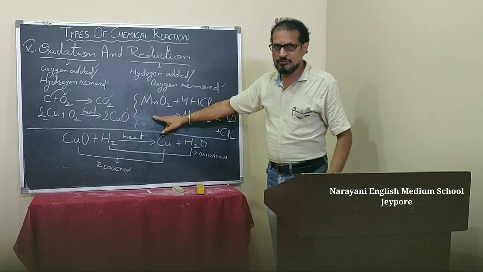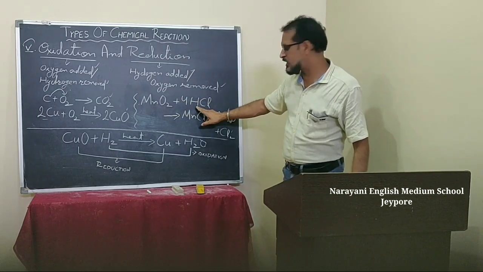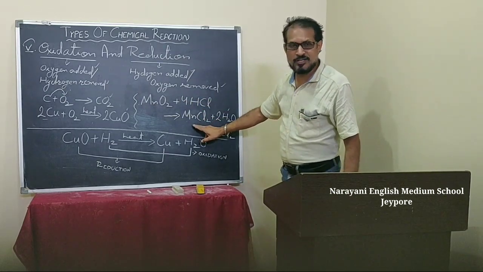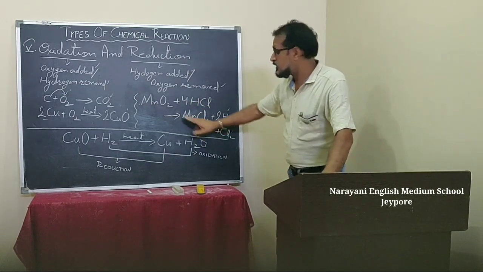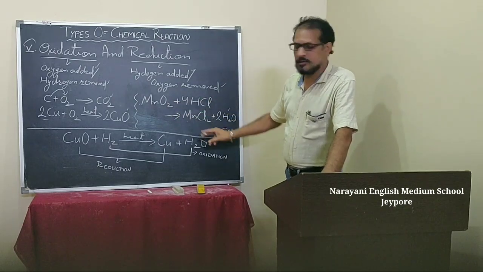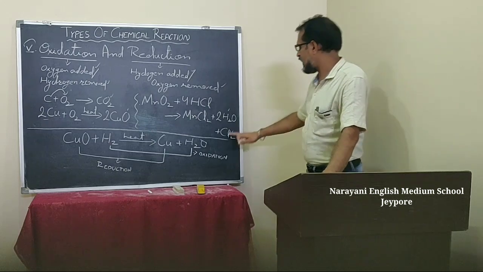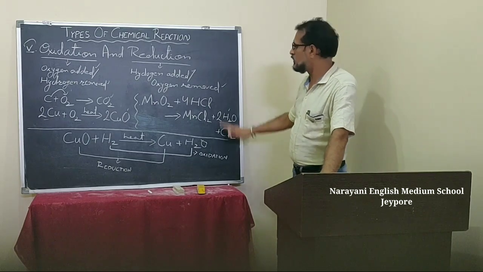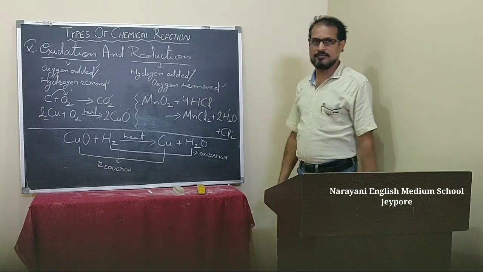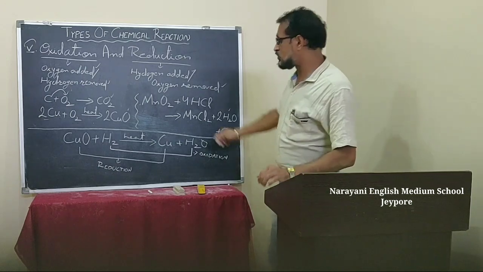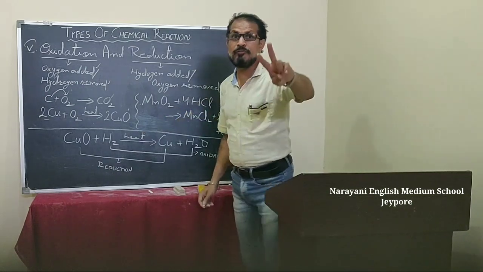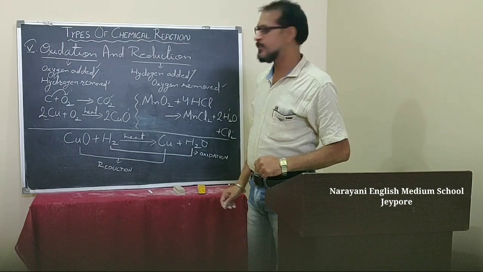Manganese oxide, when reacted with hydrochloric acid, we get MnCl2, manganese chloride. Again, we could see this is a displacement one, right? And H2O, where oxygen is being removed out and chlorine is different. So this is a case of reduction. Now, let's go through one more example where we will find both the things at a time, right?